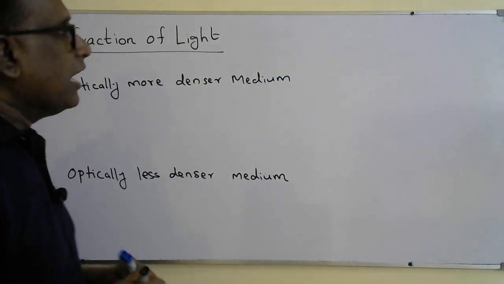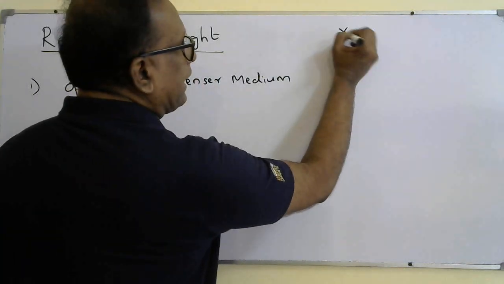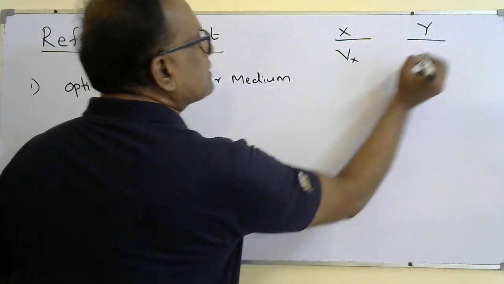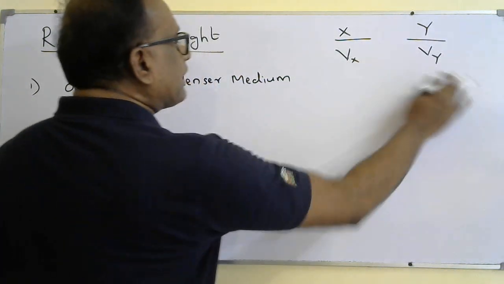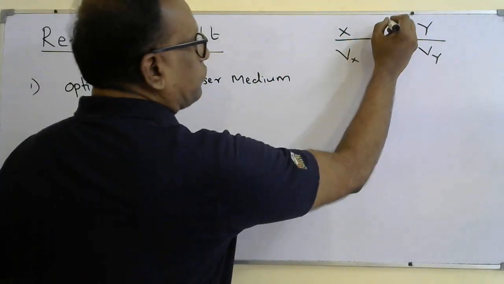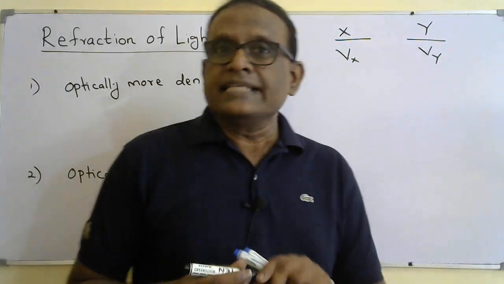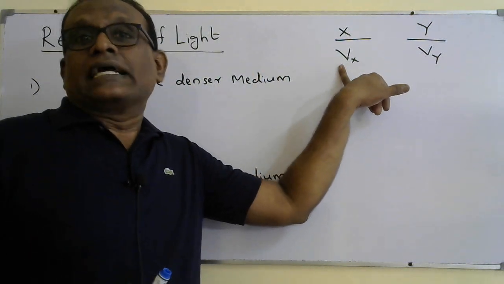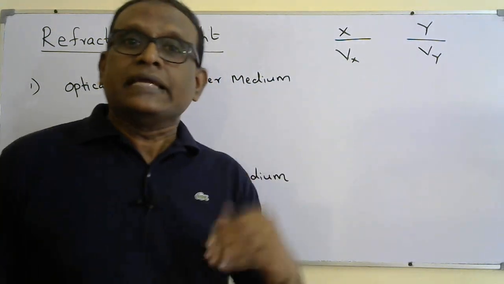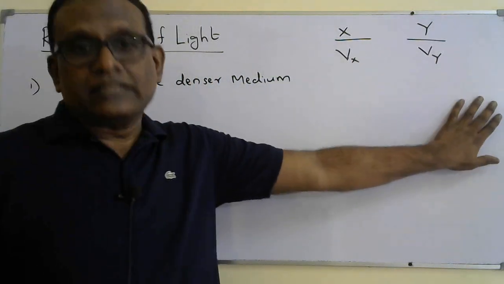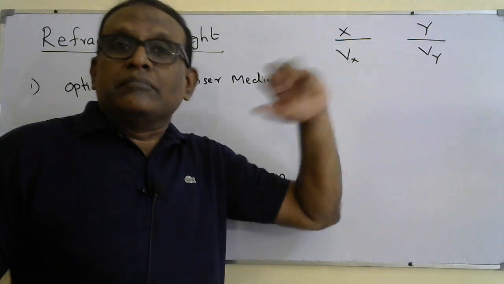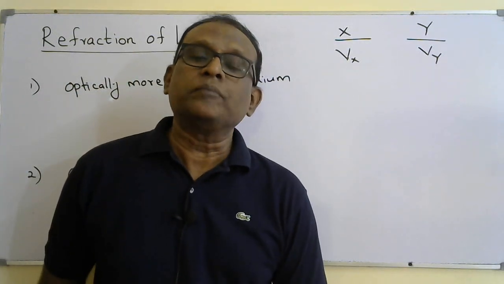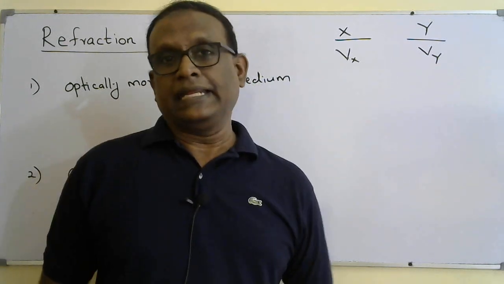For example, imagine we compare two different media X and Y. The speed of light in X, let it be Vx, and in Y, Vy. When we compare these two media, if the speed of light is more in a medium, we call that optically less denser medium. The medium which has the higher speed of light, we call it optically less denser medium.